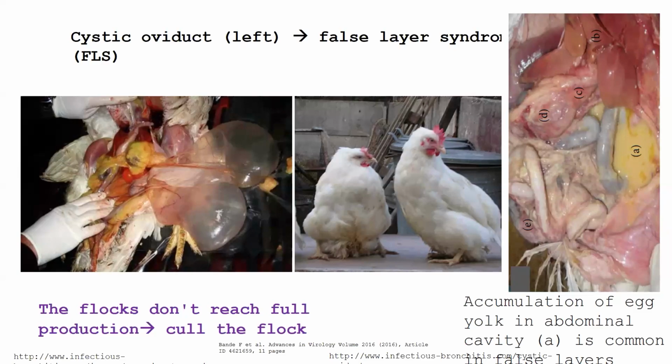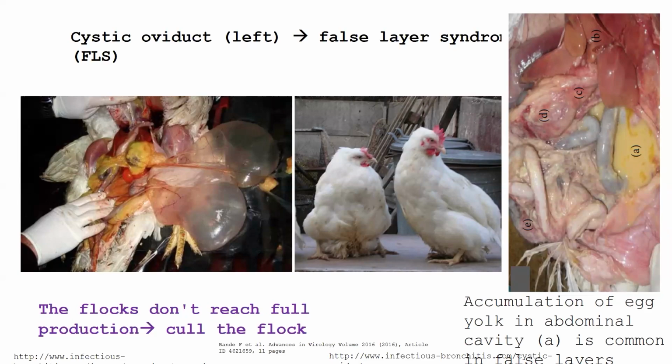When you open up these birds, you are going to see the cyst, and also you are going to see the egg yolk in the abdominal cavity. What is going to happen is when the egg is released into the infundibulum, it rolls down, and when it hits the cyst, it cannot pass, then it will back up. When it backs up, it falls into the abdominal cavity through the infundibulum.